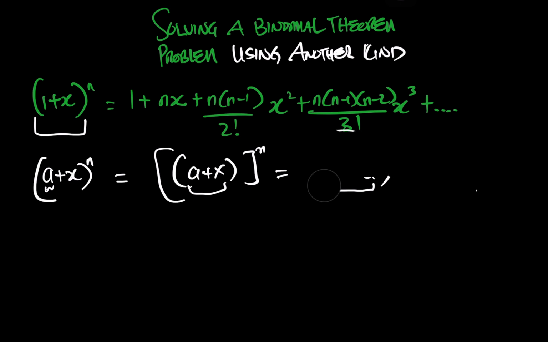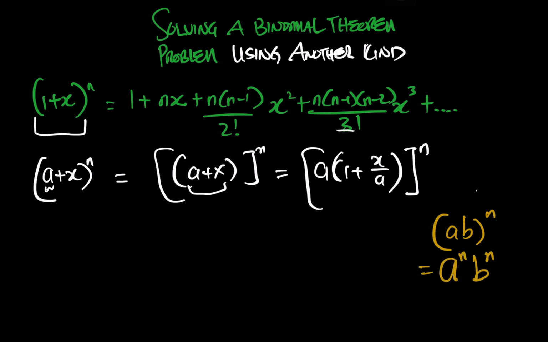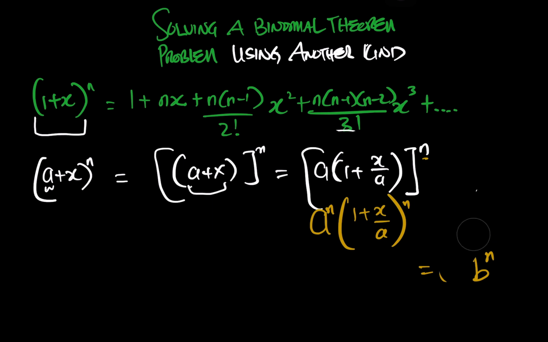Let me write it again. The inside is a(1 + x/a), and then the whole outside is the n. Now remember, when we have (ab)^n, it's the same as a taking on the n and b also taking on the n. So we have a^n, and then (1 + x/a)^n also takes on the n, and then we're able to wipe this off cleanly.